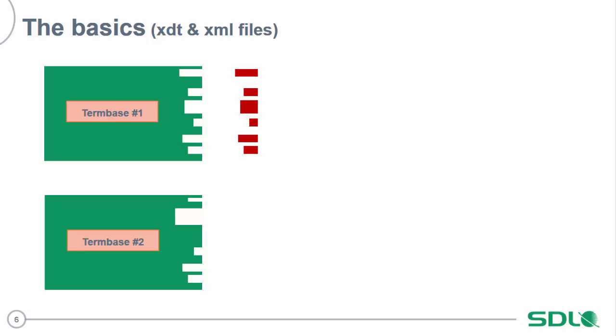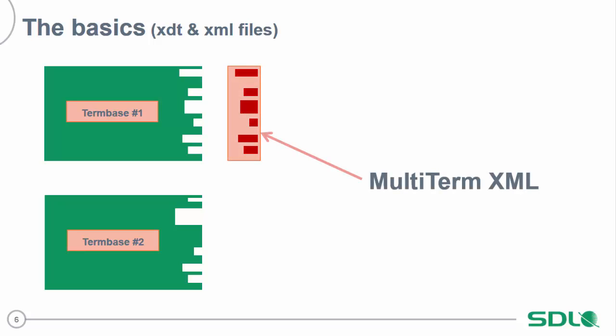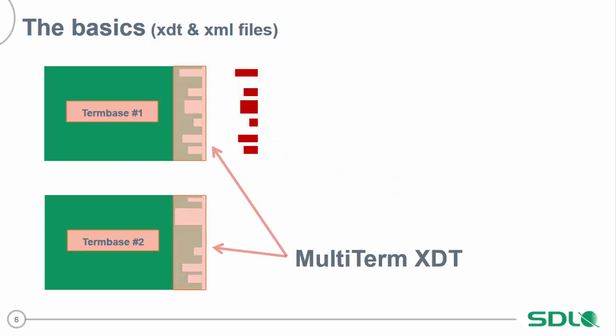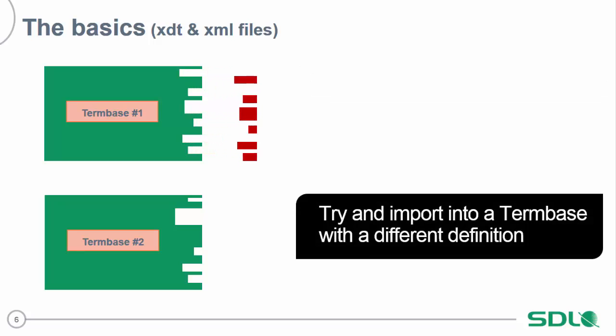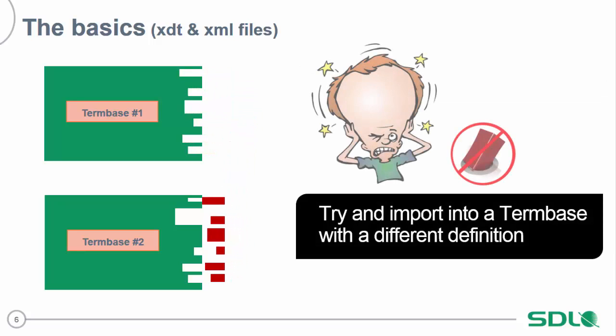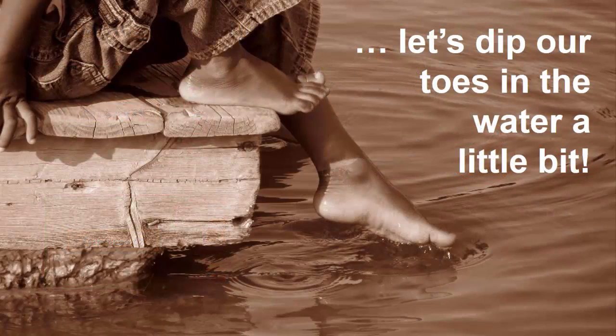So we have the basics. In this first term base, we can see we have the multi-term XML. So this is all the data you want to import into a file, and these two parts here are the definitions of these term bases, the multi-term XTD. When you import a term base data with the same definition, it goes in perfectly sweet. When you import one with a different definition, it doesn't fit. And you wonder why, and it's because the term bases just have different definitions, so the keys don't fit. So that's enough on that.